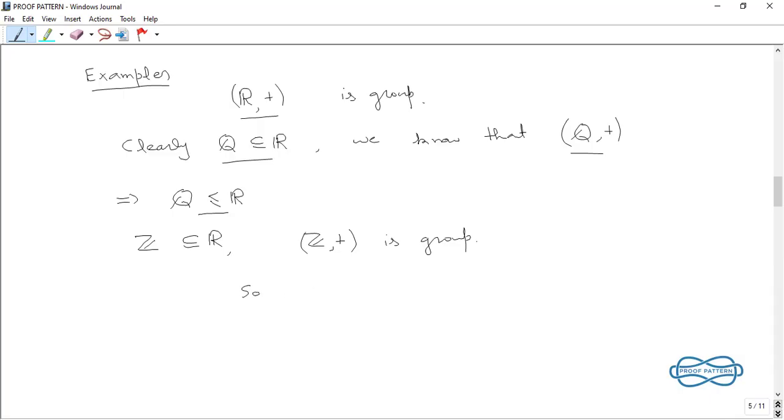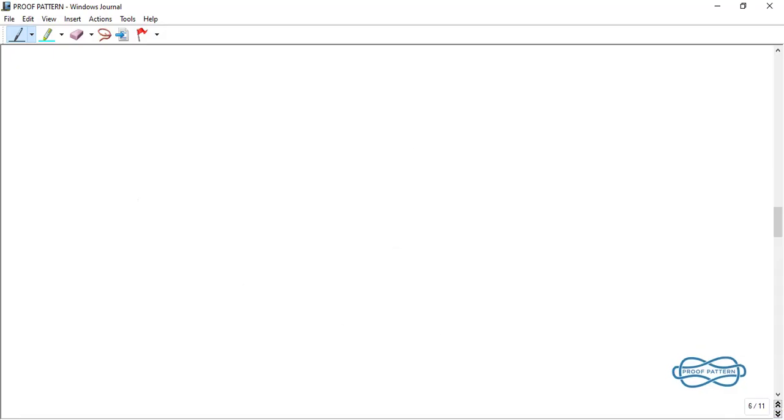So it is clear that the set of rational numbers and the set of integers both are subgroups of the set of real numbers under addition. Okay. And these both are non-trivial subgroups because these both are not equal to the identity group, and also they are not equal to the set of real numbers itself. Okay. Another remark.